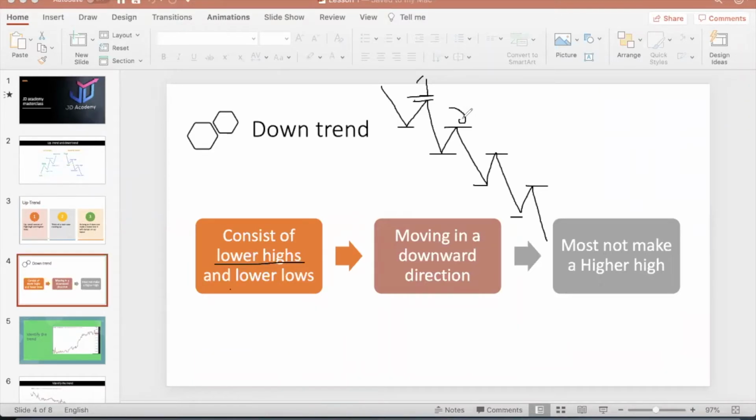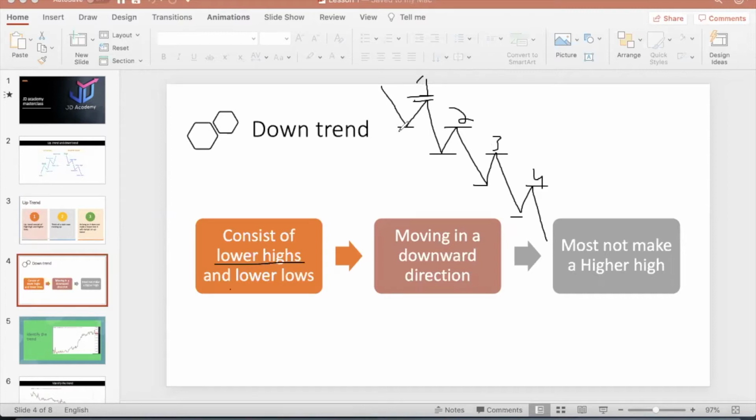Which one is lower? 2 is lower than number 1, right? So this is a lower high. Now let's compare 3. 3 is lower than number 2. And 4, same thing. All right. So the highs are getting lower and lower.